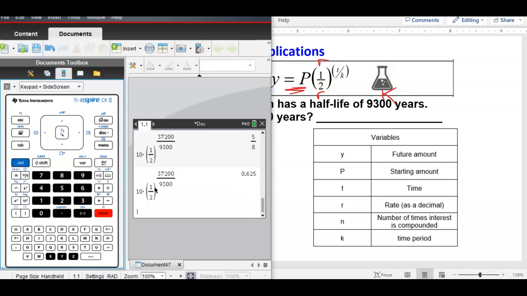So if I plug it in the calculator and I press Control-Enter, I get 0.625. Again, when you're typing this in, you're going to put Control-Divide to get a fraction.